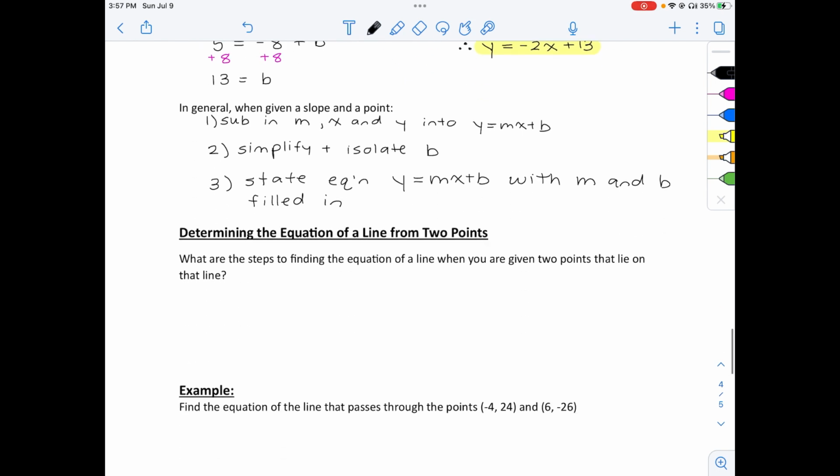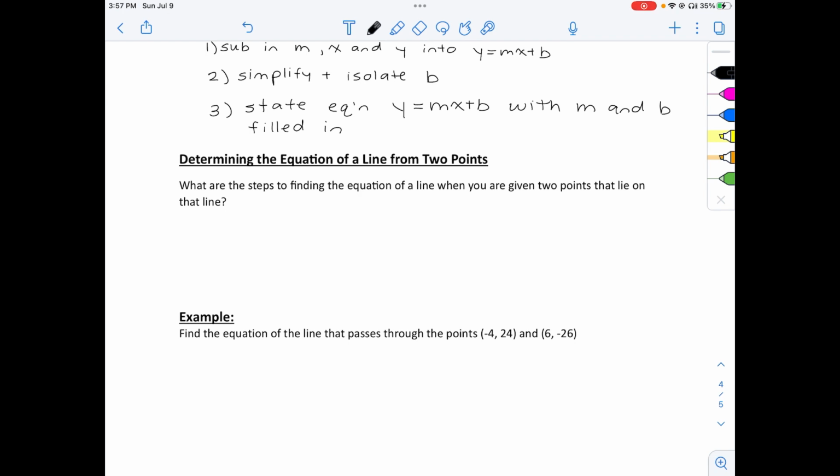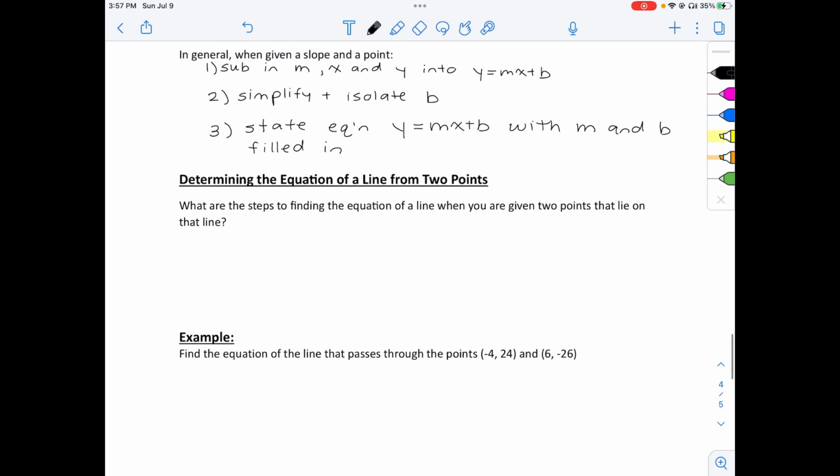Okay, so if I look at my next example here, if I were to give you 2 points that are on a line and ask you to find the equation of the line that connects them, it's the exact same steps as what I had just written down. The only difference is that my first step is going to be finding the slope. I'm going to use my equation for slope, y2 minus y1 over x2 minus x1. Other than that, all of my steps are the same.